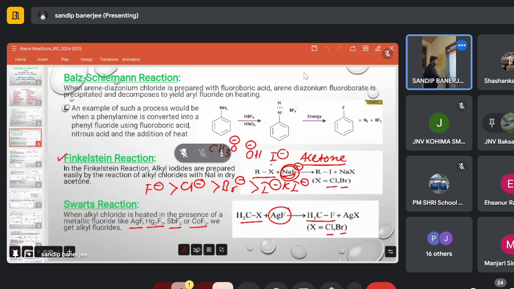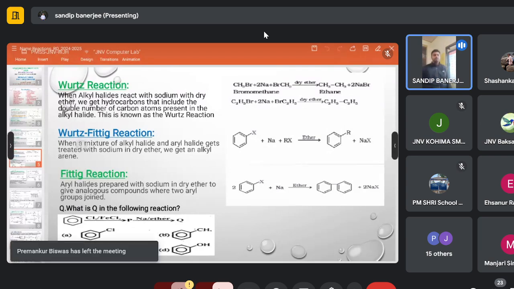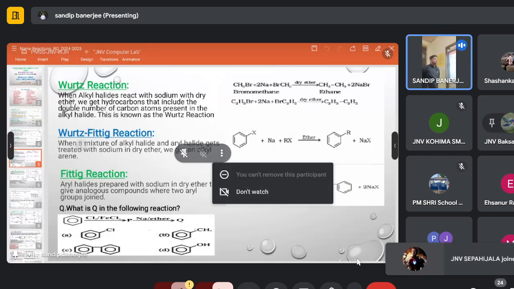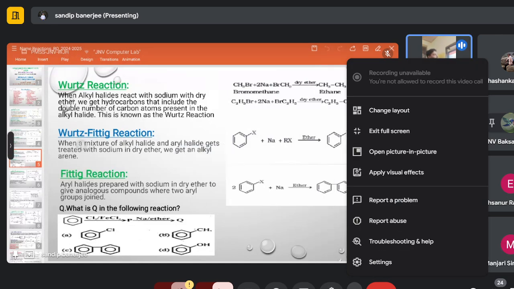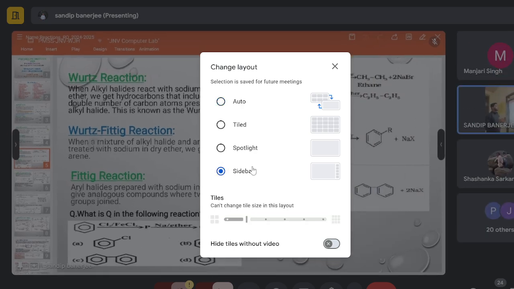Okay, so I'm proceeding to the next reaction, from the same chapter, that is your haloalkane and haloarene chapter. These are important reactions: the Wurtz reaction, the Fittig reaction, and the Wurtz-Fittig reaction. By these reactions, we can synthesize any kind of hydrocarbon from any alkyl halide or aryl halide. We can simply synthesize one hydrocarbon compound.